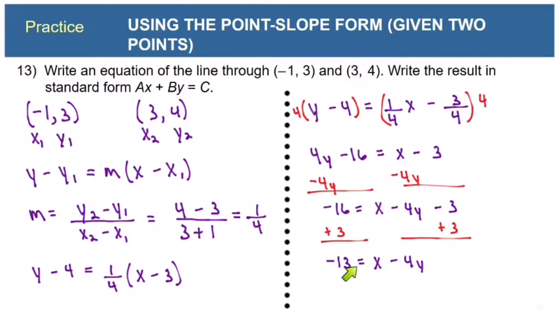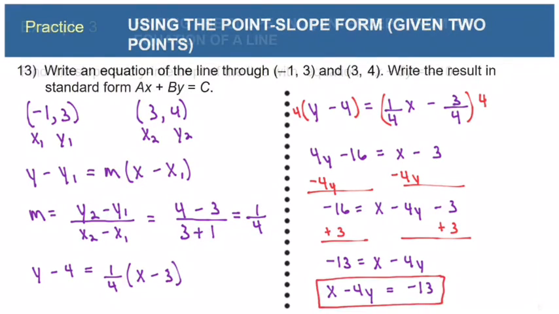Now it's in standard form, but it's just not arranged the way we usually like it. We like the x and the y on the same side, and we usually like them on the left, and we'll have the negative 13 on the right. And that's it. There's our standard form.